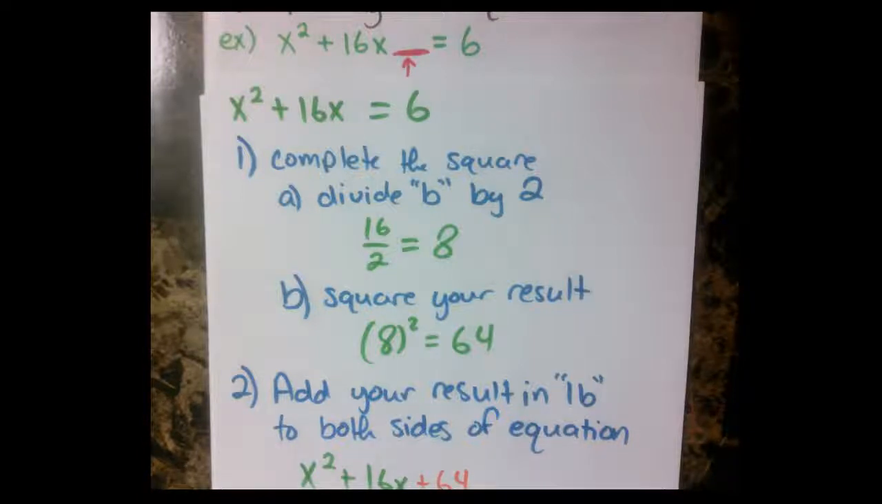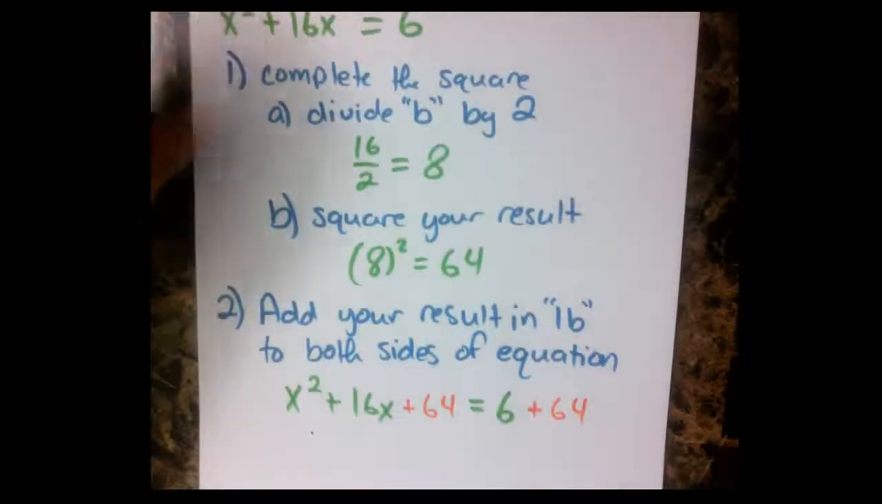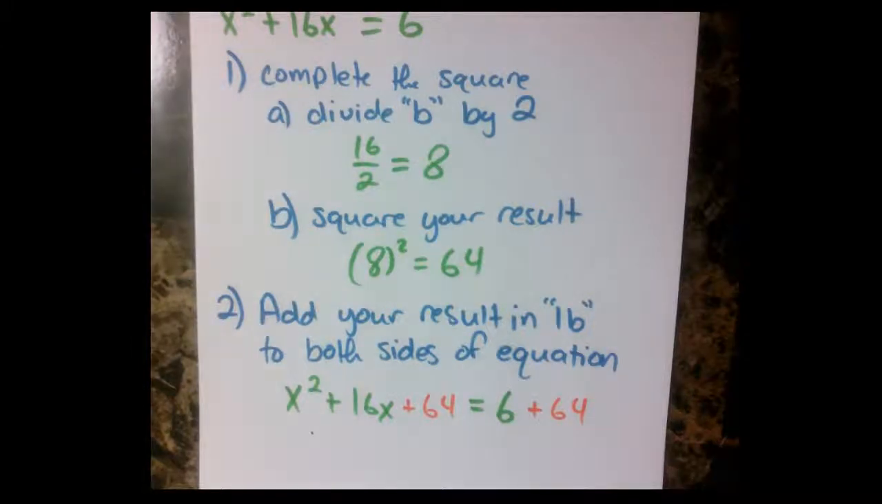Is equal to, remember, if I did it on the left side, I have to do it on the right side as well, plus 64. And then we're just going to continue this. So complete the square, divide b by 2, square your result, take your result in 1b, and add it to both sides. Oh, sorry. Add your result in 1b to both sides of the equation.